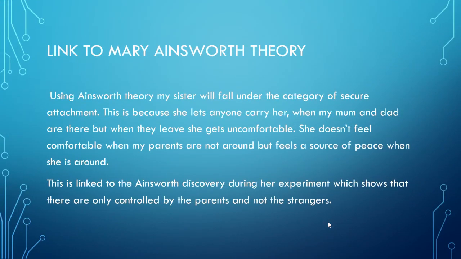The link to Mary Ainsworth's theory. Using Ainsworth's theory, my sister would fall under the category of secure attachment. This is because she lets anyone carry her when my mom and dad are there. But when they leave, she gets uncomfortable. She doesn't feel comfortable when my parents are not around, but she feels a sort of peace when they are. This is linked to Ainsworth's discovery during her experiments, which shows that they are only comforted by the parents and not the strangers.